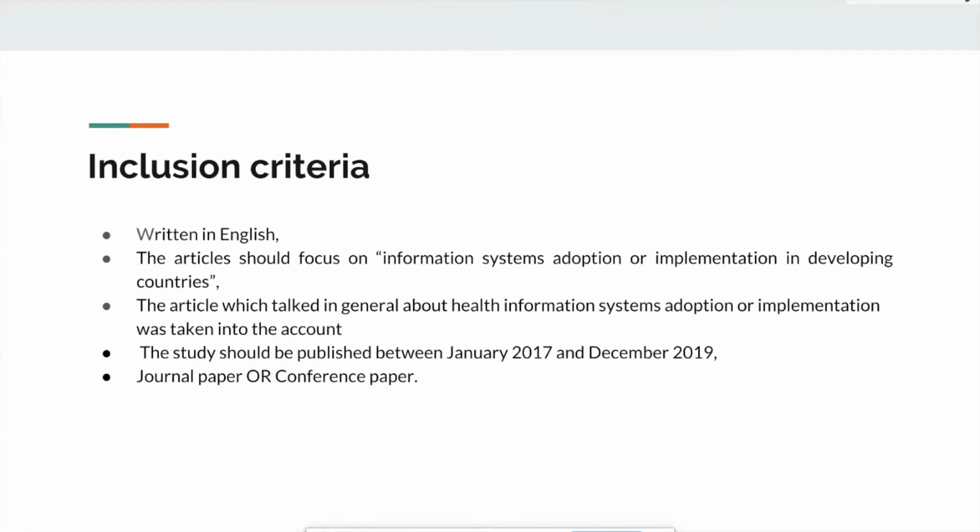So I had some inclusion and exclusion criteria in order to select my primary studies, and I applied these criteria while selecting them. I included the papers which focused on information system adoption or implementation in developing countries, and articles which talked in general about health information system adoption or implementation. I took papers which were published as journal and conference papers.